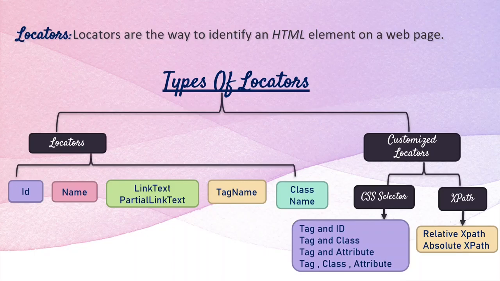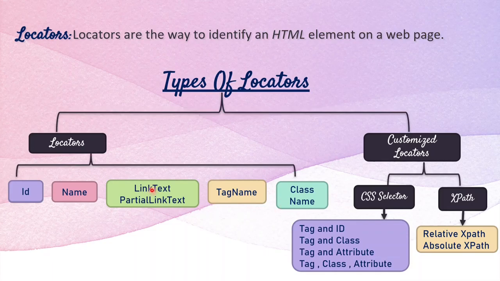Now the locators are the way to identify a web element on a web page, and we discussed the different types of locators like the ID, name, tag name, class name, the link text and the partial link text. And also we discussed the CSS selector in the previous tutorial. So the ID, name and the class name are the attributes used in the HTML through which we can identify the web element.